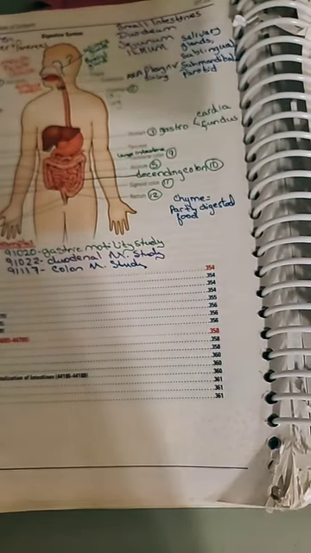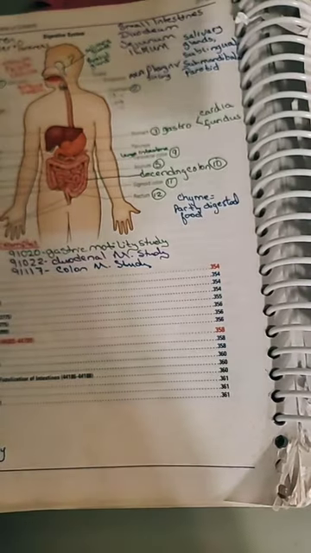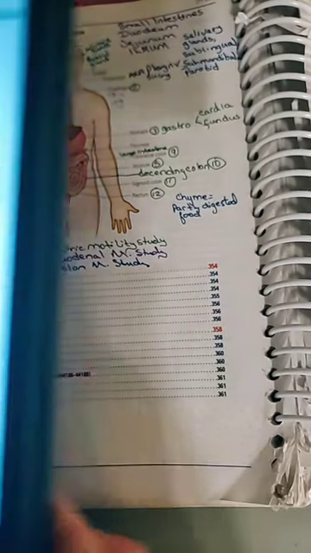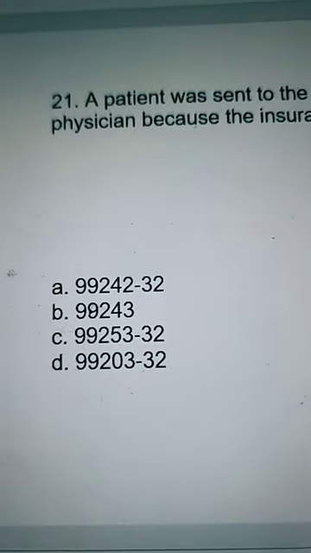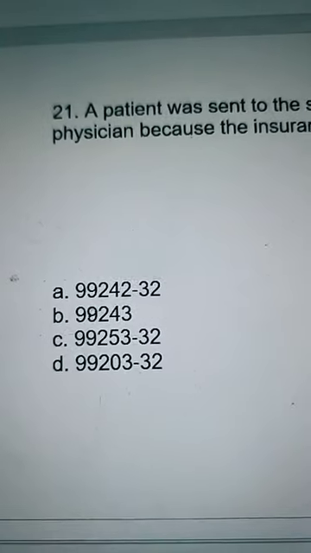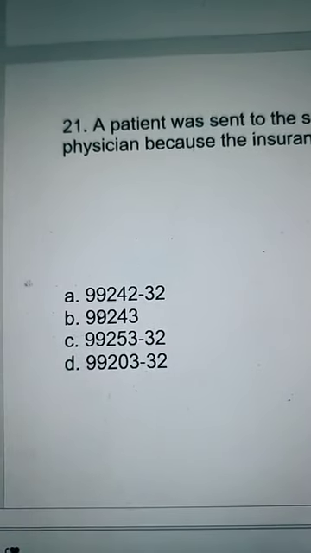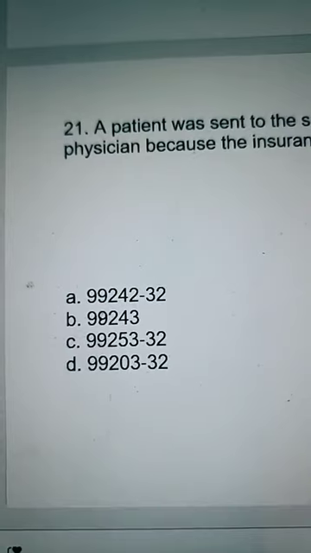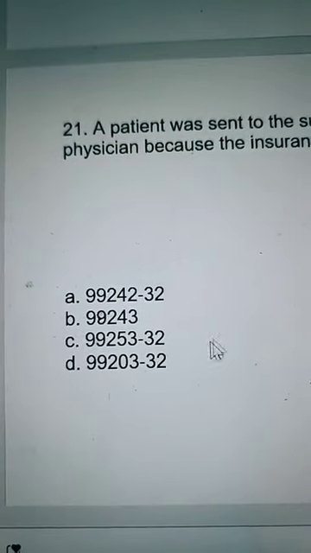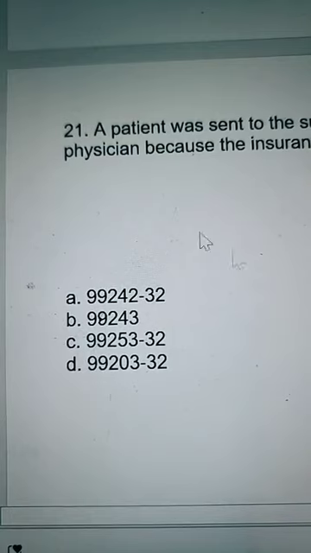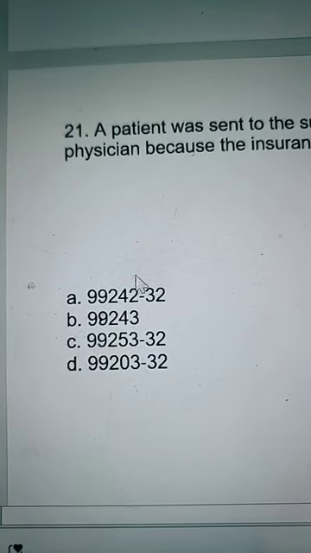Actually, it's kind of tricky. It's another one where AAPC is really trying to trick you. So anyway, this one right here, for process of elimination. You know, we've got the 42 and the 43 and the 53. They're all really, really close. You'd think that 203 is not going to be anywhere near it.